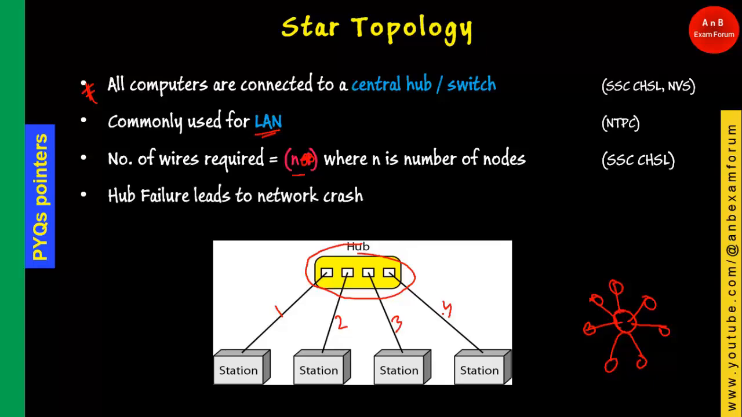The next one is the drawback. One drawback is that if the central hub fails, it is going to crash the network. Okay, so each station is communicating with each other via the central hub. So if the central hub crashes, everything is going to crash. Okay, so in this way it becomes an unreliable sort of network.